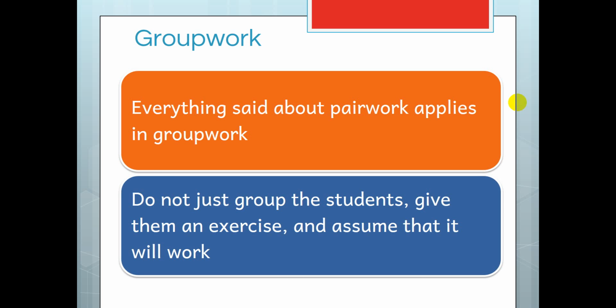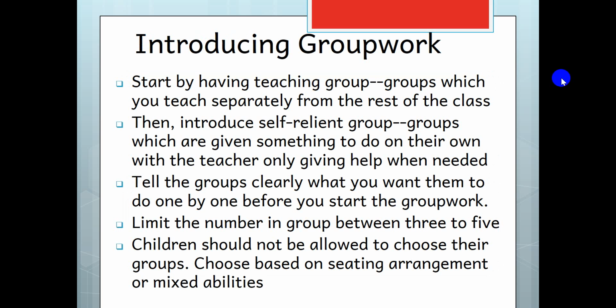Group work is almost the same as pair work. Everything said about pair work applies in group work. But one thing we have to remember: do not just group the students, give them an exercise, and then assume that it will work. No, in a children's class, it is not that easy. We have to start by having a teaching group, a group which you teach separately from the rest of the class.